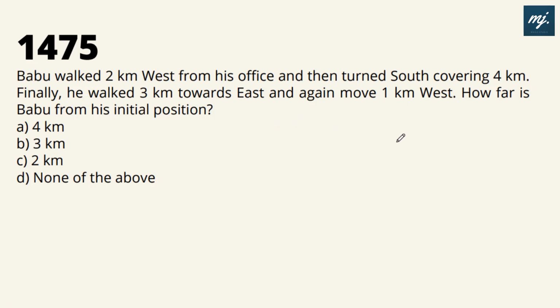The basic concept is the same: there are four basic directions, north, south, west, and east. Our question always starts from the origin. Babu walked 2 km west from his office, and then turns south covering 4 km. Finally, he walked 3 km towards east, which is towards his left, 3 km. This is 2 and this is 1 more.